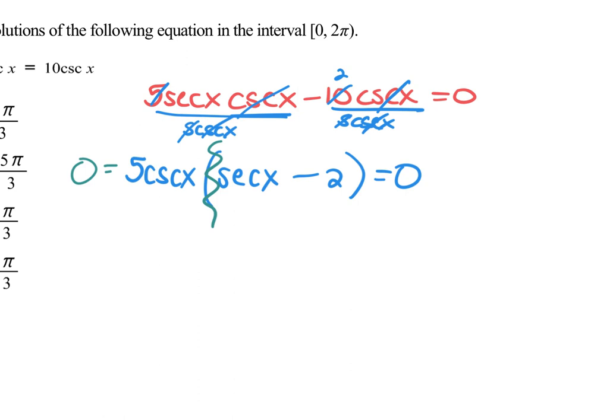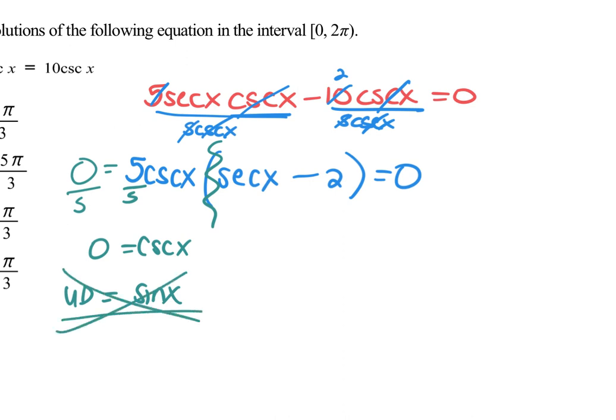On the left, I would divide both sides by 5, and I get cosecant x equals 0. Cosecant's not on our unit circle, but sine is, so I flip it. Sine is its reciprocal, and the reciprocal of 0 is undefined. Sine is not undefined anywhere. If you think about the graph of it, there's no asymptotes, right? So this does not exist. You literally ignore it.